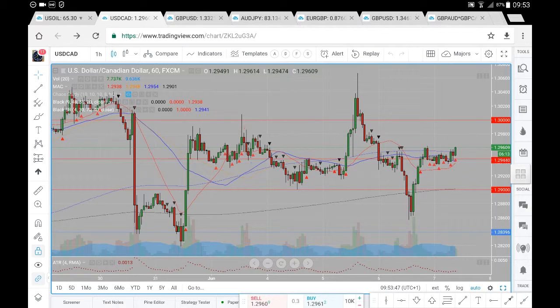So this is the USDCAD analysis for Thursday, 7th of June. Now let's have a look at the prices and where prices may likely go.